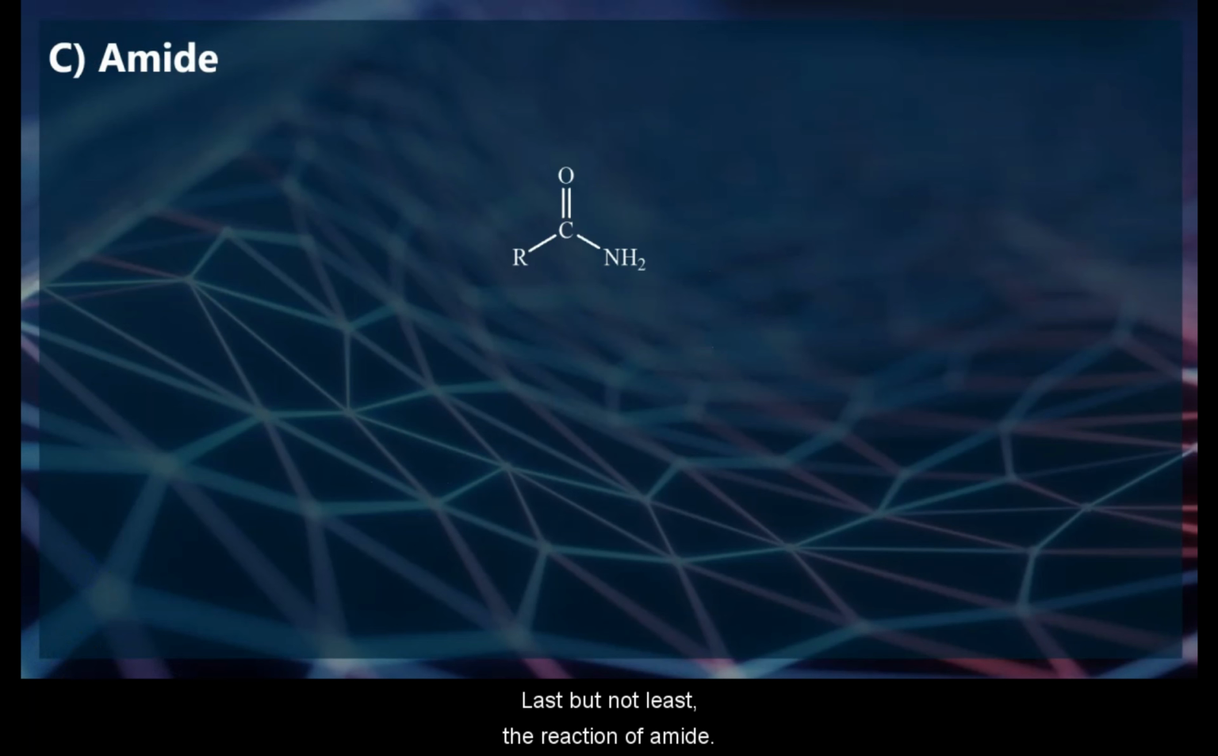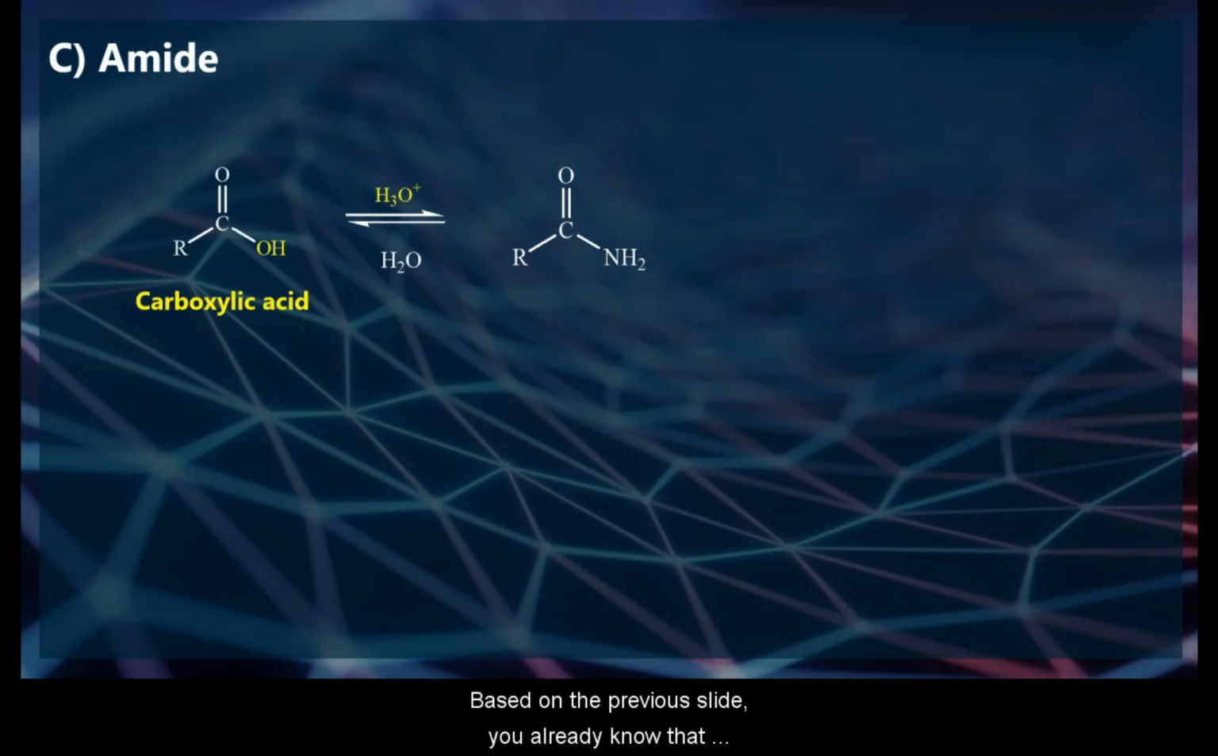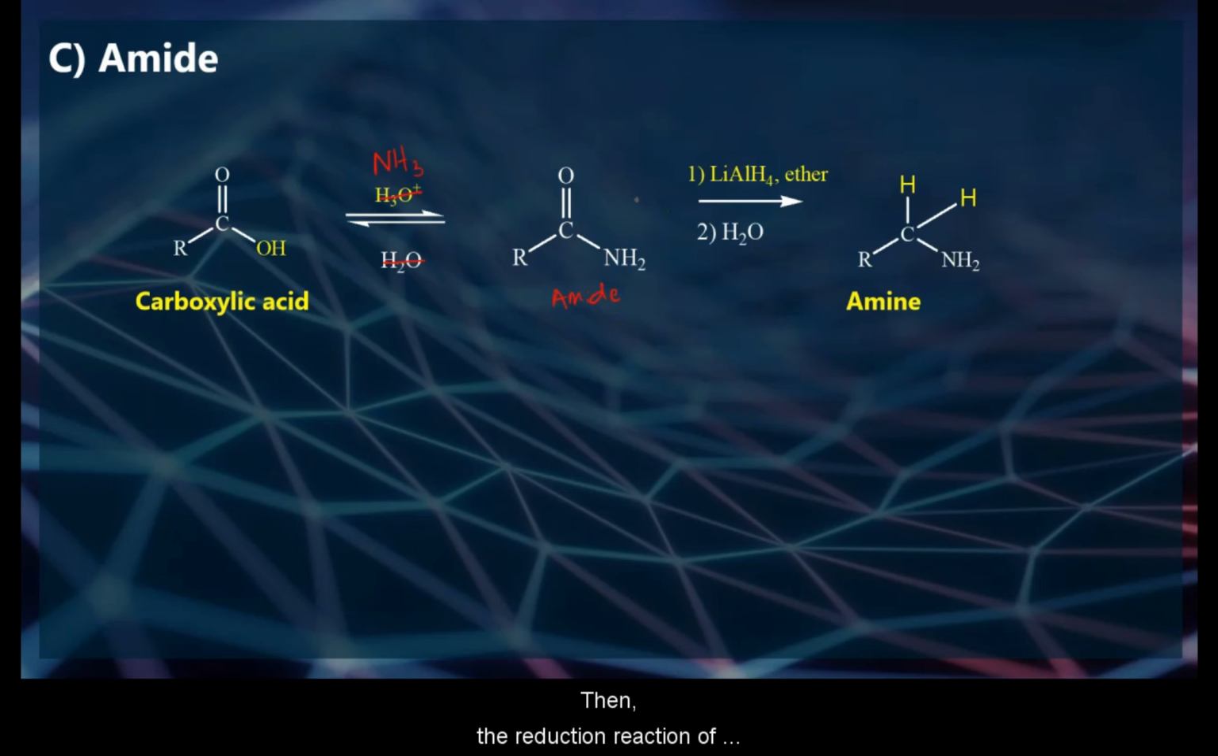Last but not least, the reaction of amide. For the reaction of amide, I will show only one reaction. Based on the previous slide, you already know that the reaction between carboxylic acid and amine group will produce amide group. Then, the reduction reaction of amide group will reduce the amide to form amine group again, but with a different compound of amine. Let's say the primary amide is reduced.